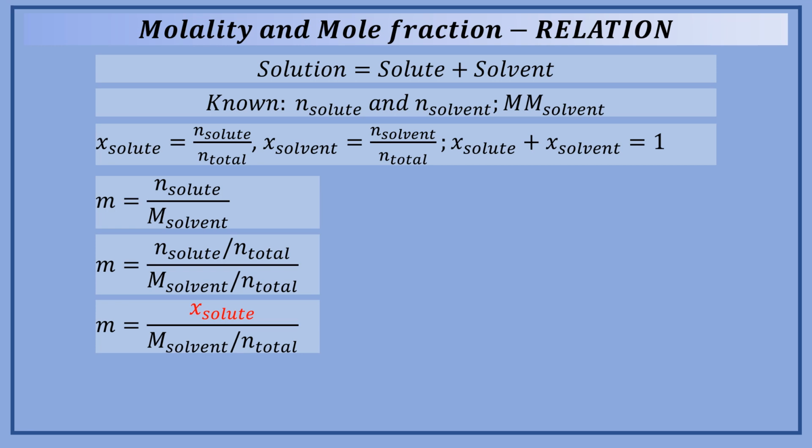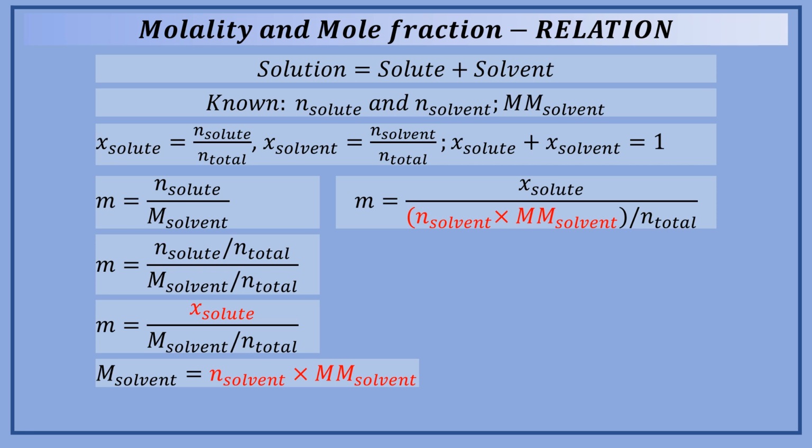Now our next task would be to eliminate mass of solvent. We would also like to bring the mole fraction of solvent into the picture. So let us replace mass of solvent by using the expression m solvent equals number of moles of solvent times molar mass of solvent. Let us substitute this entire expression. Then we will get molality equal to mole fraction of solute divided by number of moles of solvent times molar mass of solvent upon total number of moles.